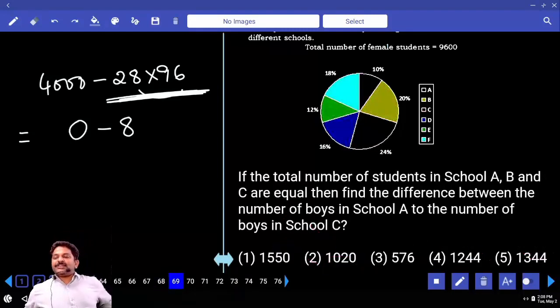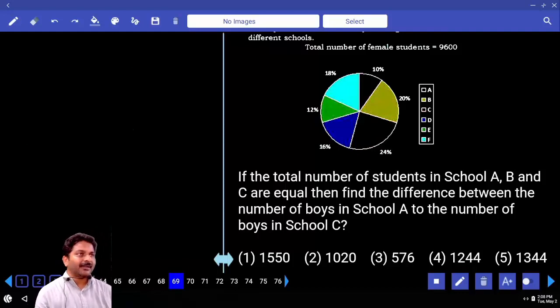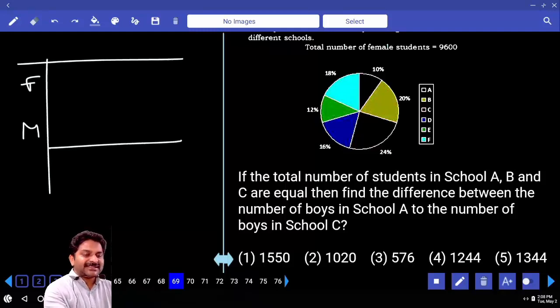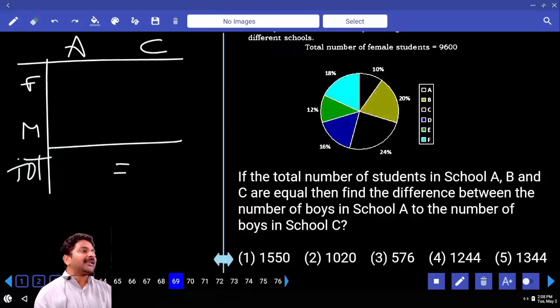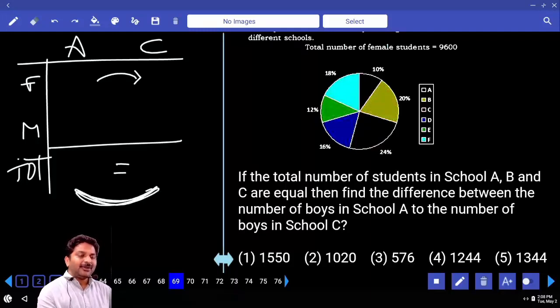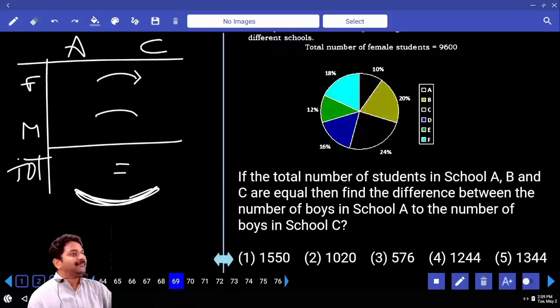If the total number of students in school A, B, C are equal, then find the difference between the number of boys in A to that of the number of boys in C. Total same. Female and then male. The question is about A and C. So they said total both are equal. So now, if female in C are more than A, if the condition says total students in school A and school C both are equal, in terms of male, which school should have more male?